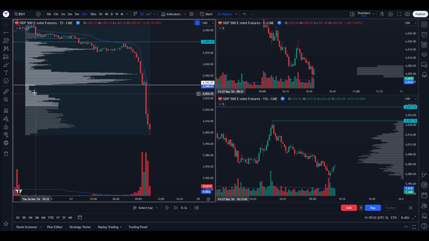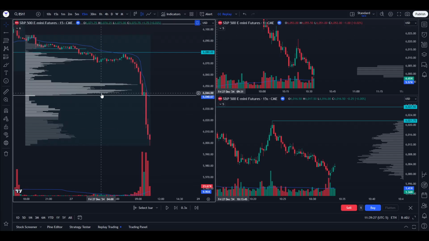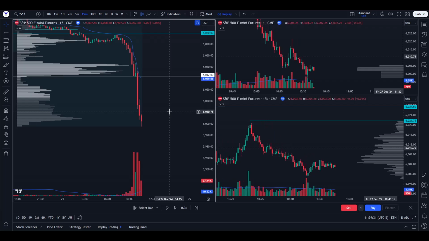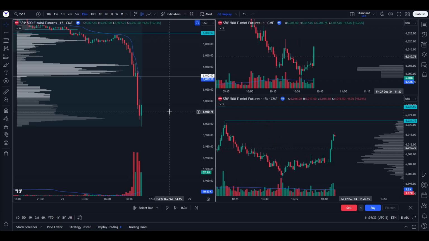Yeah, and so we can clearly see the acceptance below this area. So I'm going to try to get it going now.